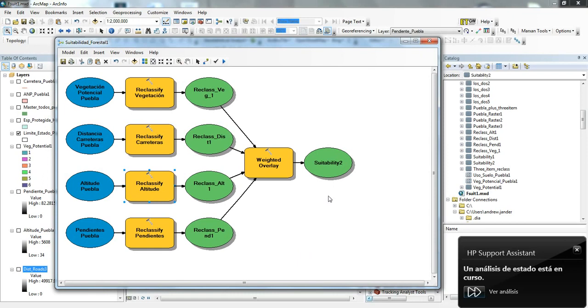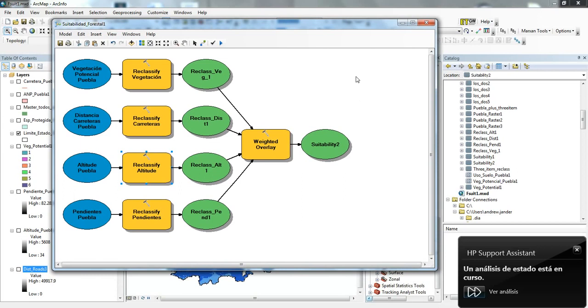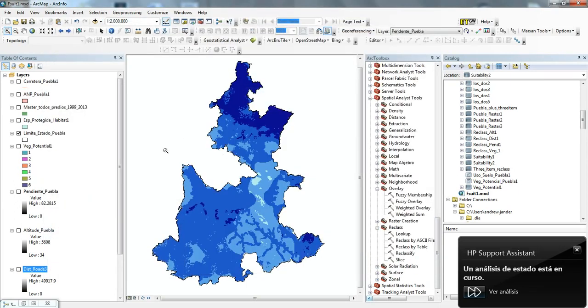And so this has been just an overview of the weighted overlay tool. And so I hope to use it again, use it more in the future, and refine this model and others for looking at natural resources.